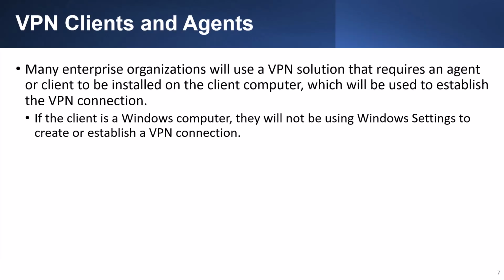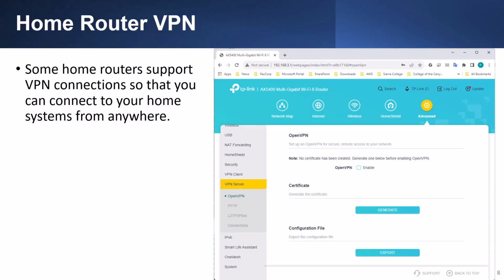Many enterprise organizations will use a VPN solution that requires an agent or client to be installed on the client computer, which will be used to establish the VPN connection. If the client is a Windows computer, they will not be using Windows settings to create or establish a VPN connection. Some home routers support VPN connections so that you can connect to your home system from anywhere.